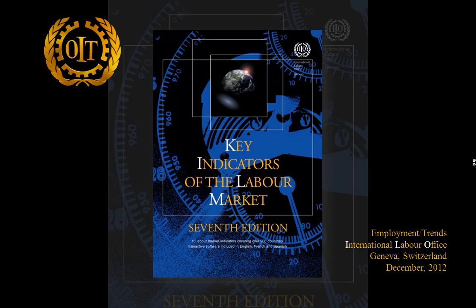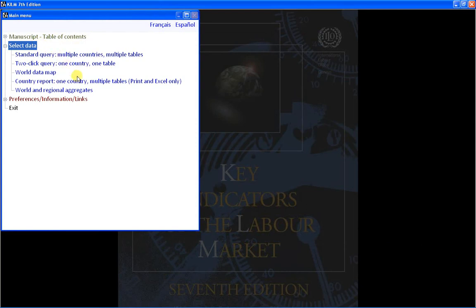This video contains instructions on how to use the KILM 7th edition software. From the primary window in the KILM software, expand the Select Data node. Then click on World and Regional Aggregates.